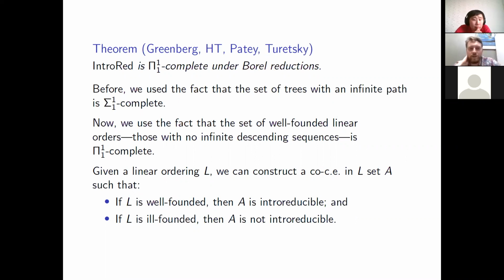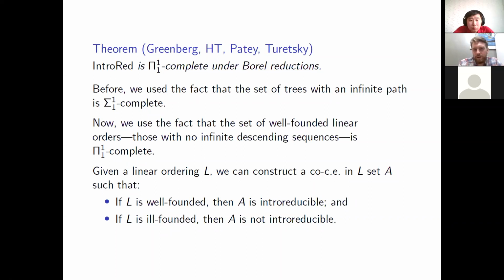So how do we prove this kind of thing? Before, when we were proving these kinds of results, we used the fact that the set of trees with an infinite path is Sigma^1_1 complete. Now we're going to use another well-known set, the set of well-founded linear orders, which are linear orders that have no infinite descending sequences. These are Pi^1_1 complete. So we're taking something at the top level and showing that introreducibility is at least as hard. You take a linear ordering L and construct from L a set A. If the linear order is well-founded, then the set should be introreducible; if it's not well-founded, then the set should not be introreducible. And my construction of A should be relatively simple.